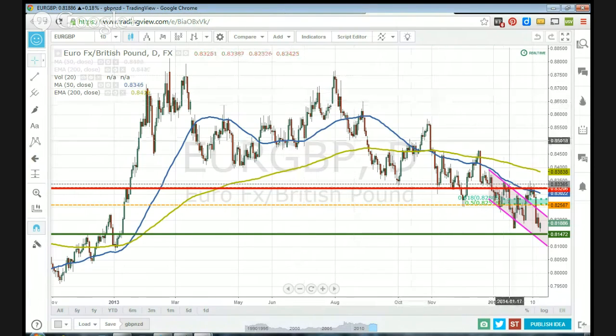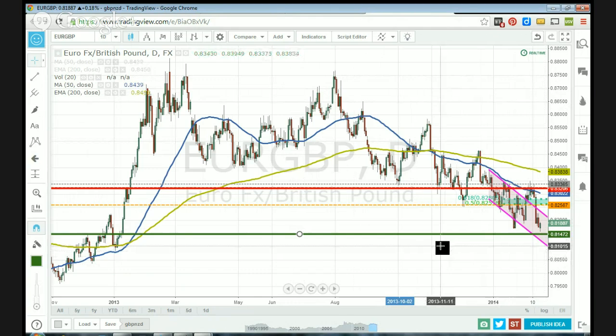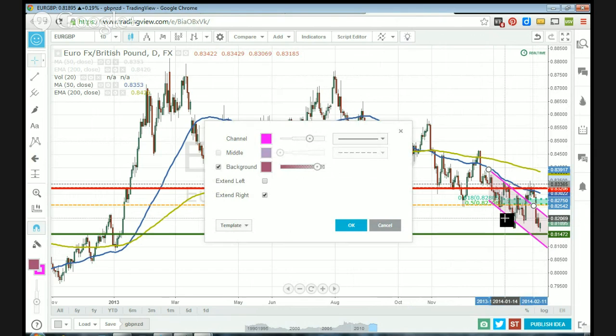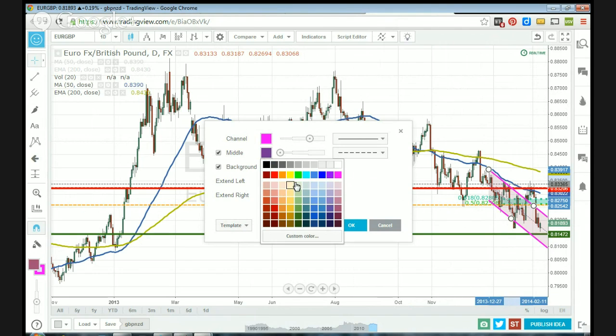Initially my target profit was this green line here. However, now I am moving it. I'd rather target the bottom of this price channel here. I'm going to draw a middle line to the channel as well, and we'll make that a brighter color. I'll make that red, I think.